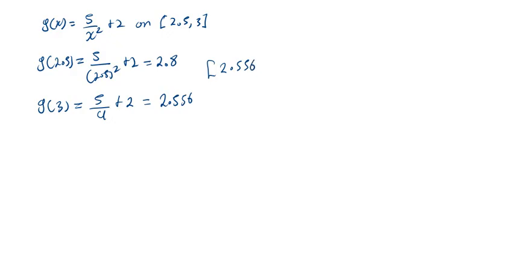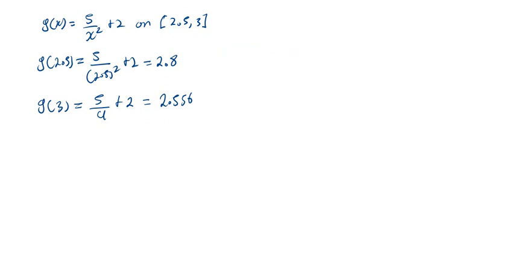So what we have gotten here is 2.556 comma 2.8. Observe that the biggest value here is less than 3, meaning it is still within the interval. The smallest is bigger than 2.5, meaning it's between 2.5 and 3. So we have satisfied the first condition, and we can go to the second part where we look at the derivative.